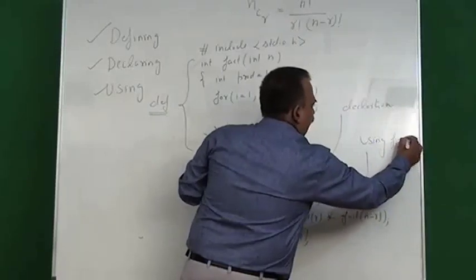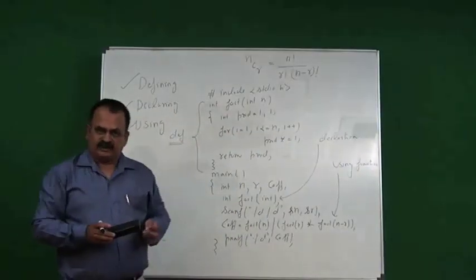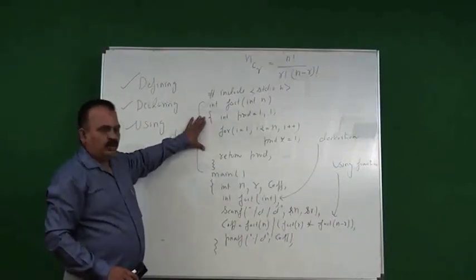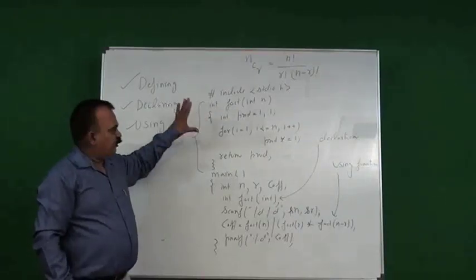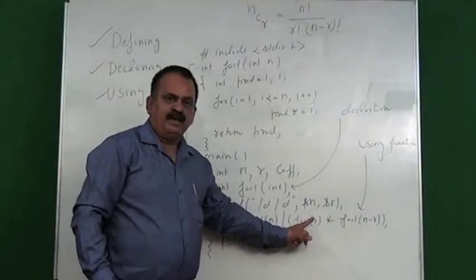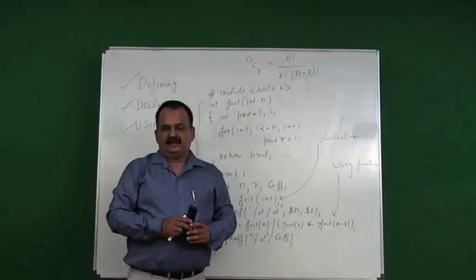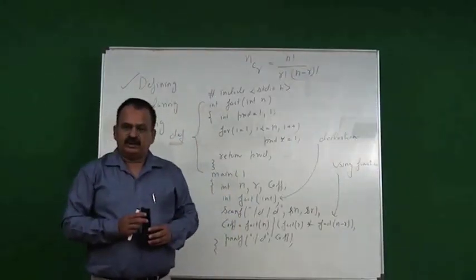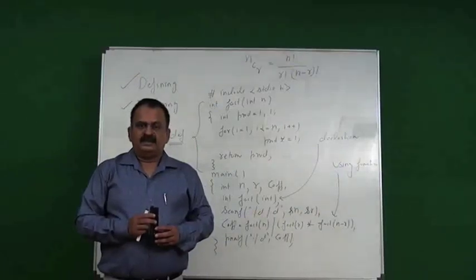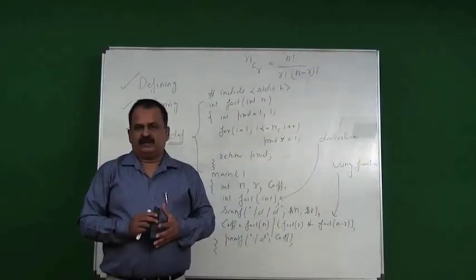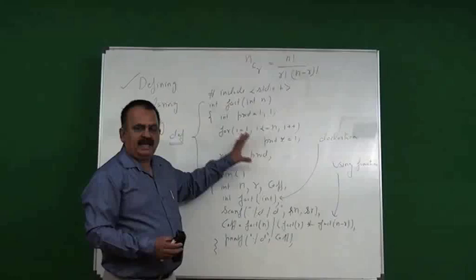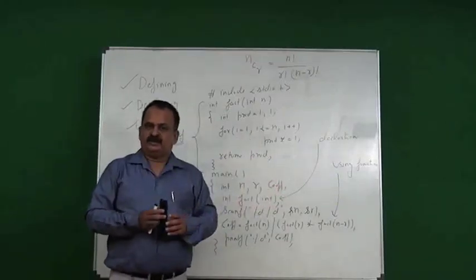Now a simple question comes to my mind: what is the advantage of using a function? It is very clear from this example. I developed this code for finding factorial, and I use the same code to find the factorial of n, then the factorial of r, and then the factorial of n minus r. That means the same code can be used a number of times with different sets of values. This is a big advantage of functions: reduction of code, reusability of code, and the same code can be used for different sets of values.